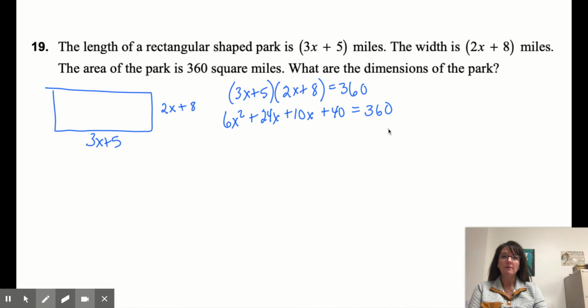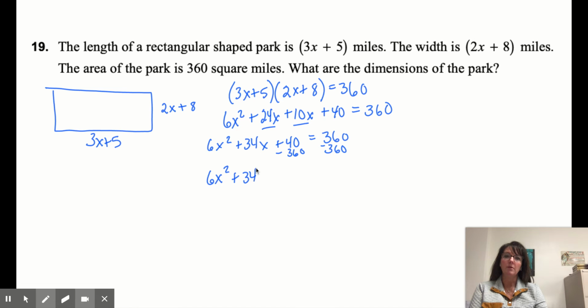In order to be able to solve this, we have to do a couple things first. One, we want to combine like terms. So 6x squared plus 34x plus 40 is equal to 360. But now we need to make this equal to 0. So we want to subtract 360 from both sides. 6x squared plus 34x minus 320 is equal to 0.